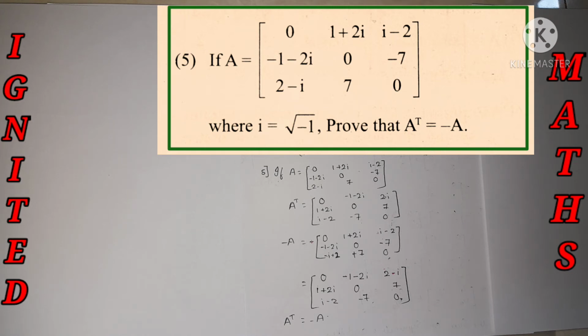Now afterwards, just take the value from the given question. What we need to prove is that A transpose is equal to minus A. That's what we need. A transpose is equal to minus A. It's absolutely the same. So we have proved the fifth question.